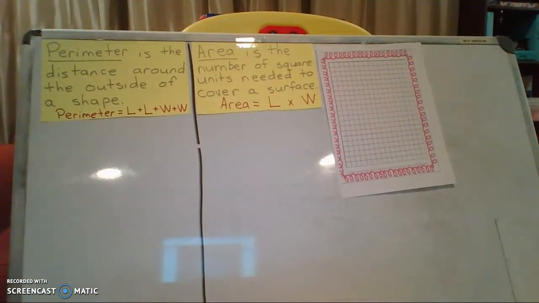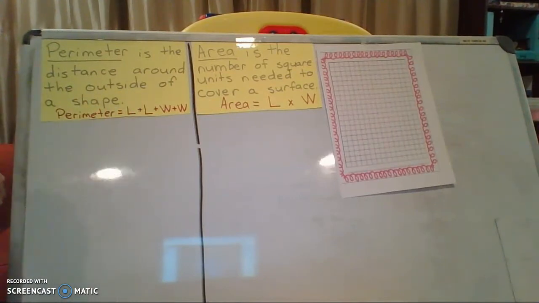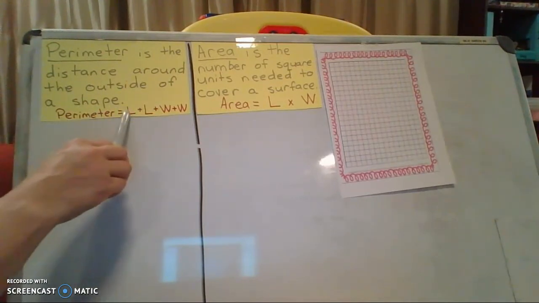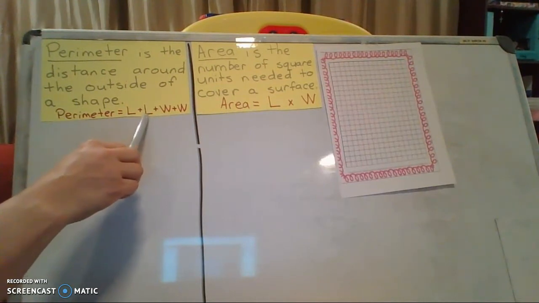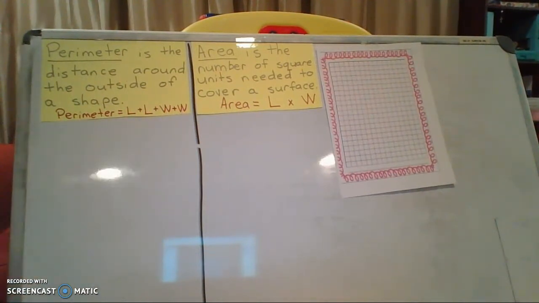So, what is area and what is perimeter? Well, right here we have the definition of perimeter, and perimeter is the distance around the outside of a shape. The formula for perimeter is your length plus the other length, which is parallel, plus the width plus the parallel width. And we're looking at rectangles and squares in fourth grade for perimeter.